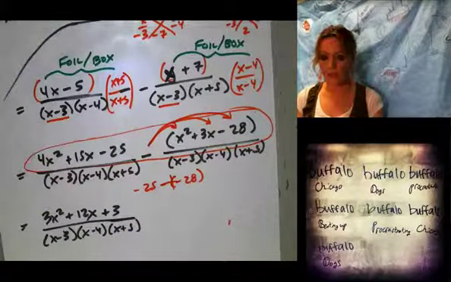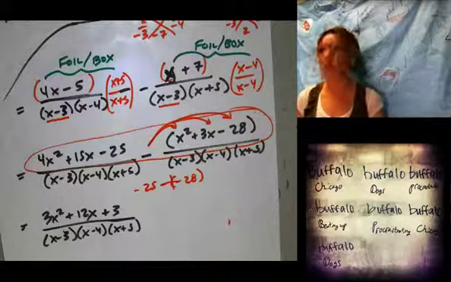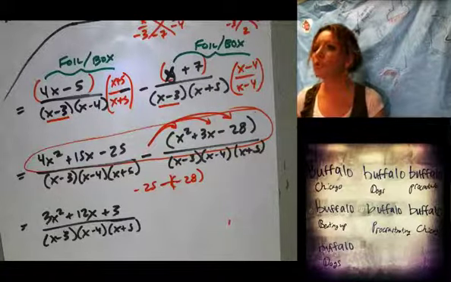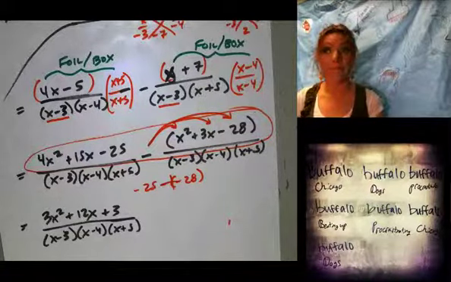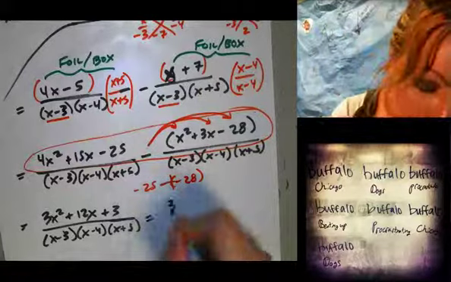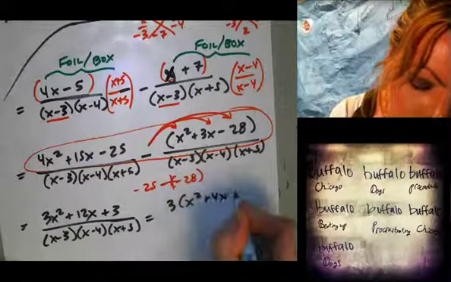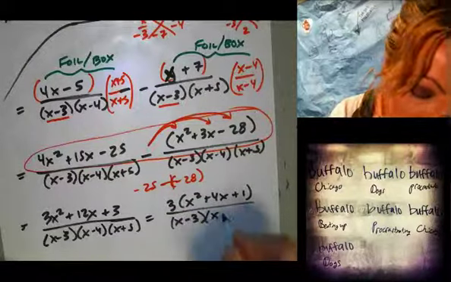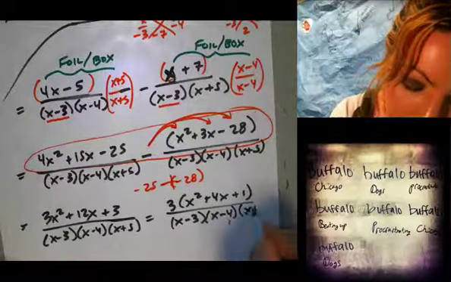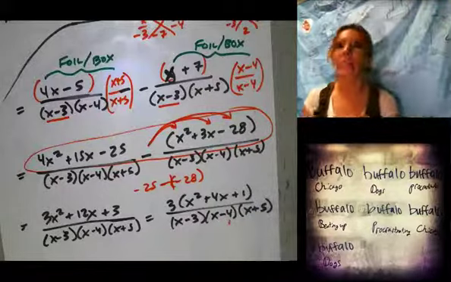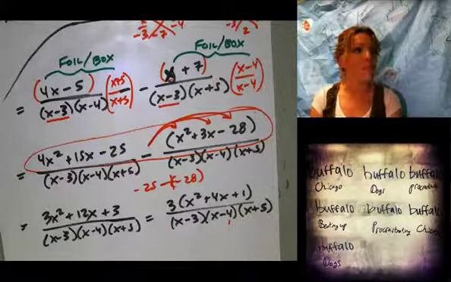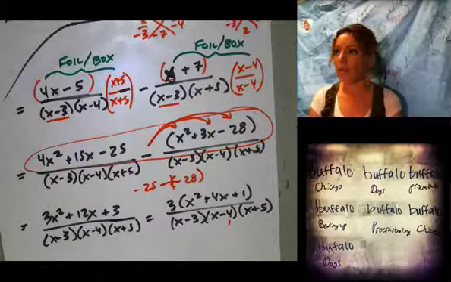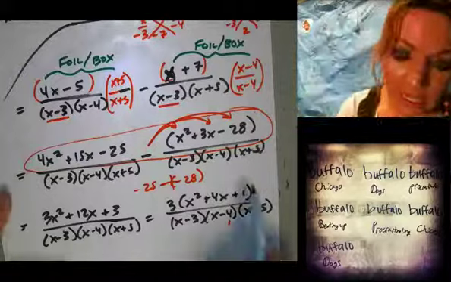Now, is there anything that can be factored? On the top. A 3? 3 times x squared plus 4x plus 1. If we envision doing a diamond in our heads for that top part in the parentheses, are there ever going to be two numbers that multiply to 1 and add up to 4? No. So that is it. We are done.